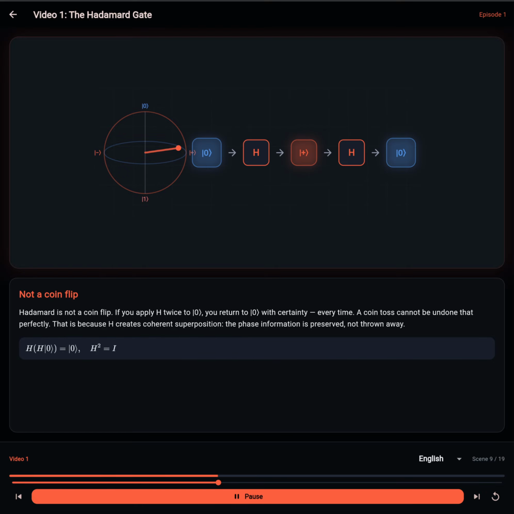Hadamard is not a coin flip. If you apply H twice to 0, you return to 0 with certainty, every time. A coin toss cannot be undone that perfectly. That is because H creates coherent superposition. The phase information is preserved, not thrown away.